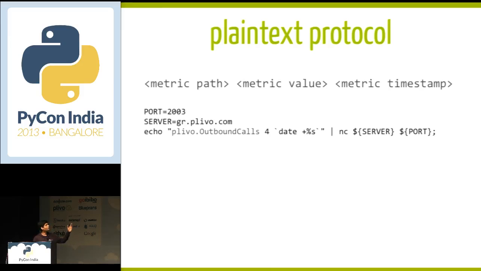data in this particular format. So let's say you want to send outbound calls to a Graphite server. You'll say plew outbound calls, which is the metric path. You'll put a value there which is 4, and then you will have a timestamp. So this particular data goes into Graphite, matched with the timestamp you provide.